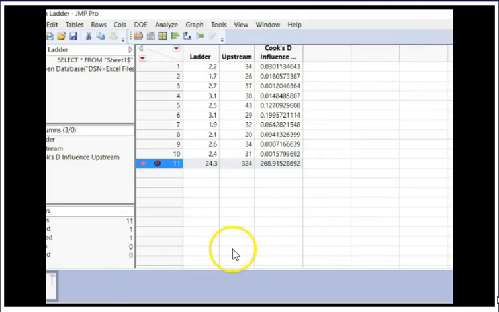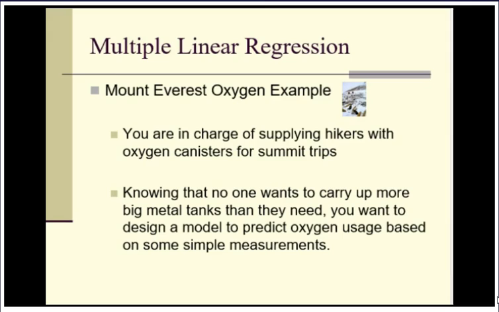But let's now do a more complicated multiple linear regression. One of the fastest growing career fields globally is for statisticians, and that's because there's a lot more application even than just science for statistics. And here's a perfect example.